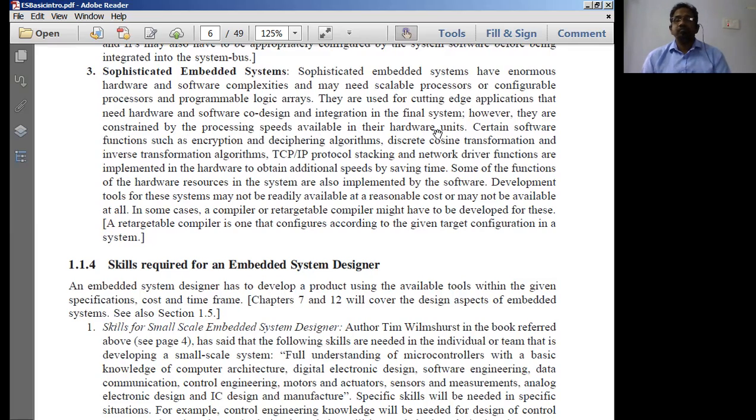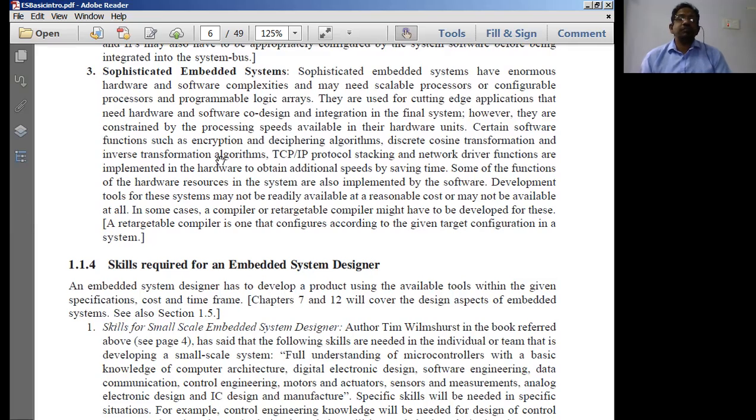Now, all these are challenging tasks. However, they are constrained by the processing speeds available in the hardware units. So one limitation is with the hardware units: as I said, every hardware has limited functionalities. So the software should compulsorily go at a speed which is hindered by the hardware units. That is the problem you're going to have.